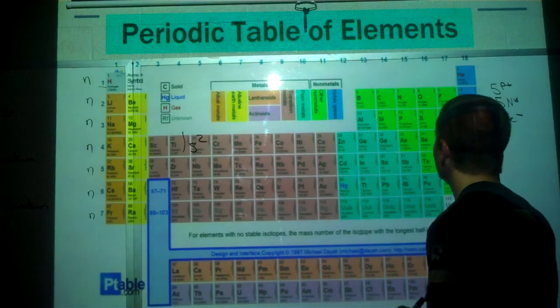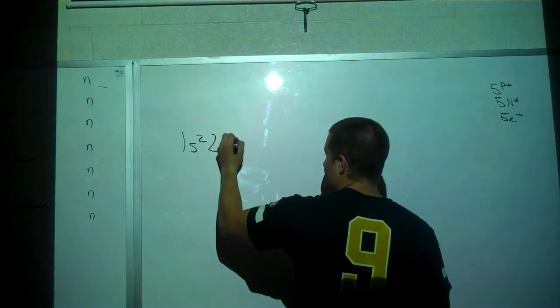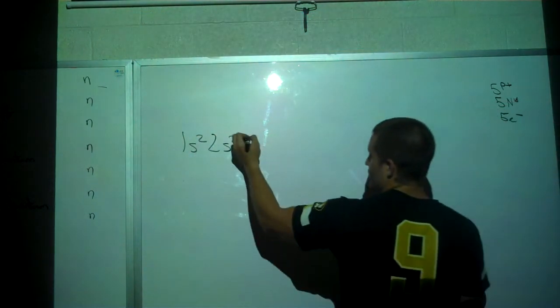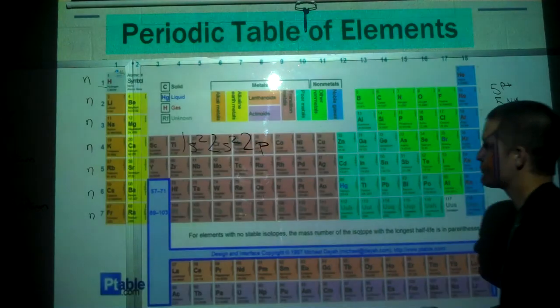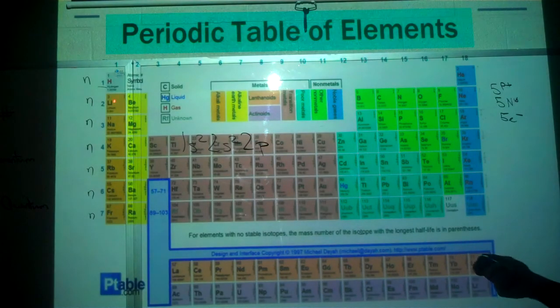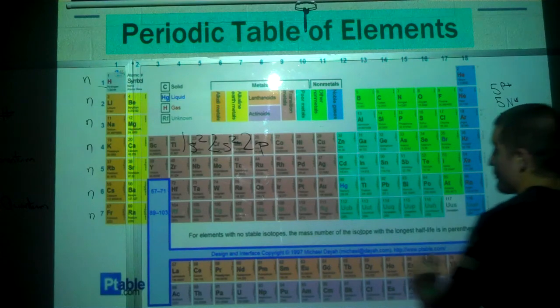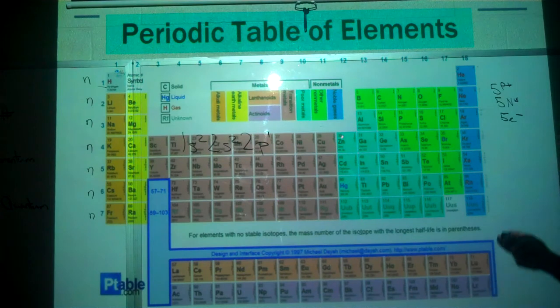1s2. Then we're going to have 2s2. Then we're going to have 2p. We're going to 5, boron. That's what we're doing. So this is going to be 2p1. So this will make more sense. So now we have 1s2, 2s2, 2p1. We're on the second energy level right here. 2p1. So now that's boron.